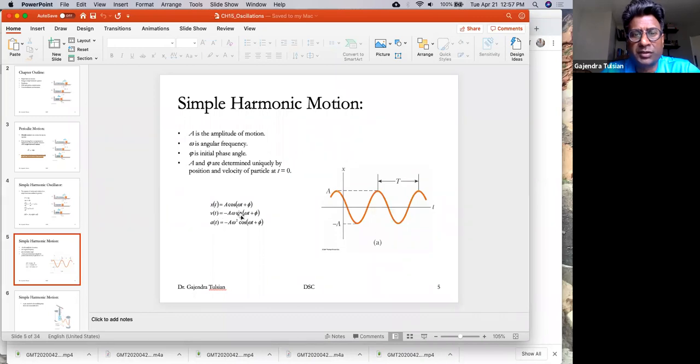Okay, so once you have this x as a function of time, you can take the derivative and calculate its velocity as a function of time. Take the derivative of that and calculate the acceleration as a function of time. Okay, so you have the position, velocity, and acceleration of the object as a function of time, and that's what you wanted to know.